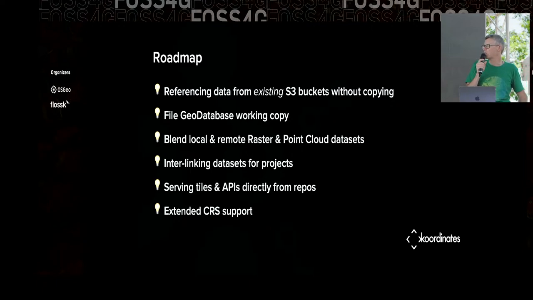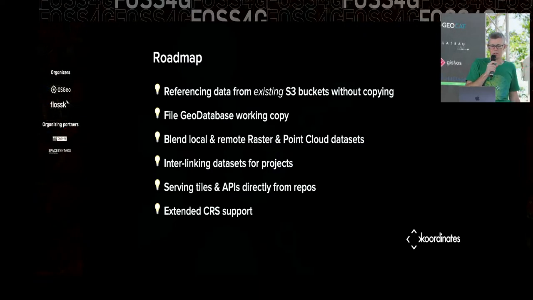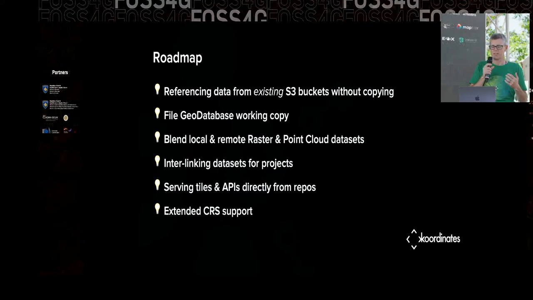We want to be able to blend local and remote raster and point cloud data sets. So if you've got data that's, as I said, like a national raster layer, you might want to have some tiles locally because it makes your day-to-day life a lot quicker and easier. You can run analysis or do models on them for the relevant areas, but maybe you want to at least see the other data sets by pulling them directly from the cloud as well. And we want to be able to serve tiles and APIs like STAC directly from repositories, supporting all the history, right? So that we can look at different tags, different branches and different commits in this history and treat it all sensibly via STAC and tiles.